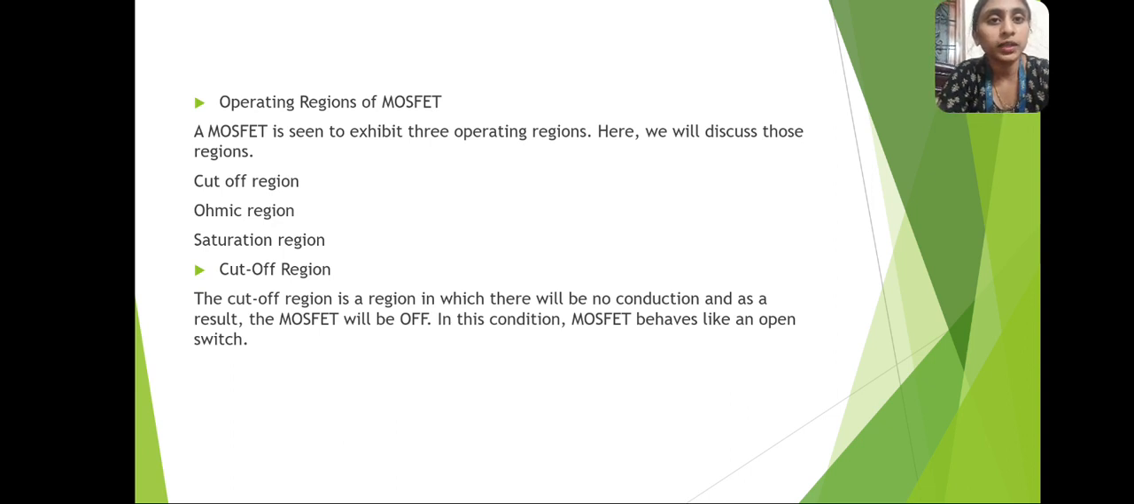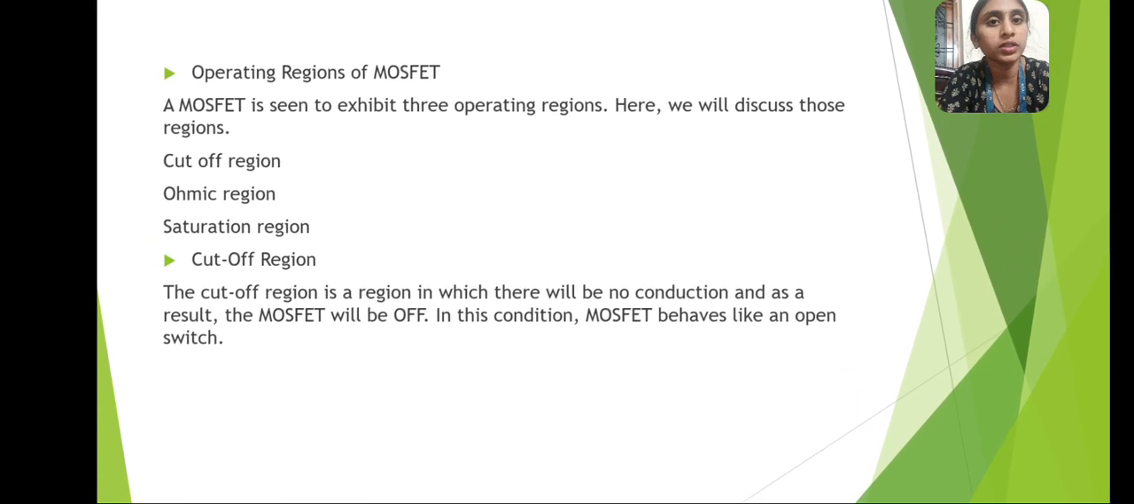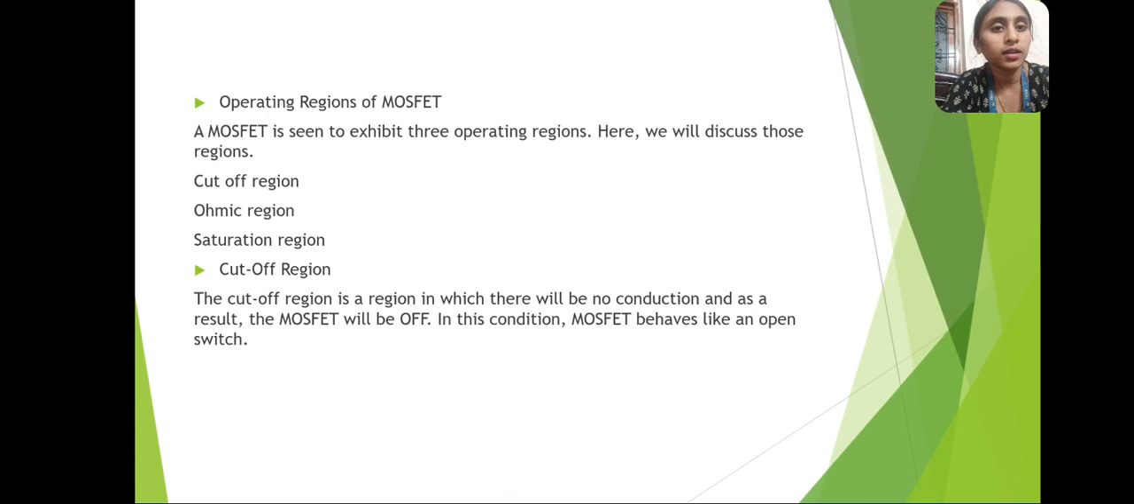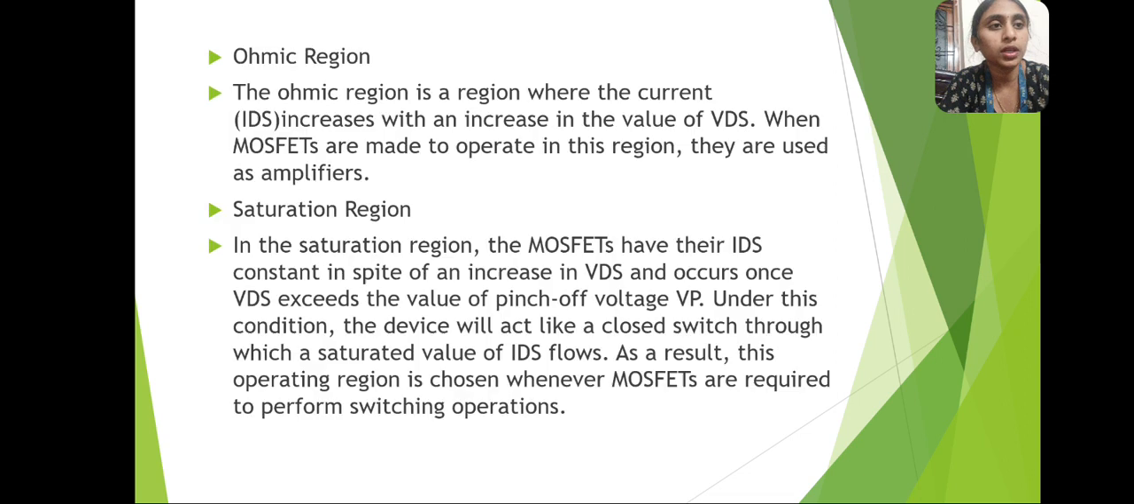Operating regions of MOSFET. A MOSFET exhibits three operating regions. Here we will discuss the cutoff region, ohmic region, and saturation region. Cutoff region: the cutoff region is the region in which there is no conduction. As a result, the MOSFET will be off. In this condition, the MOSFET behaves like an open circuit. The cutoff region is nothing but where there is no conductivity; it acts as an off state. It acts as an open circuit.